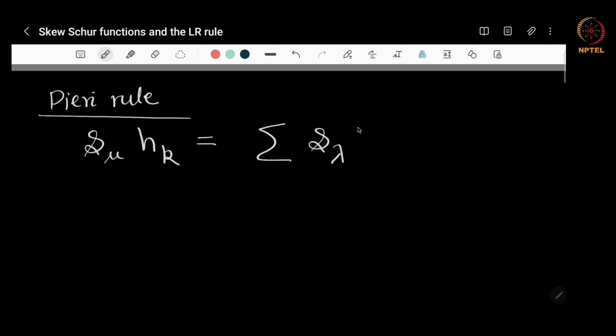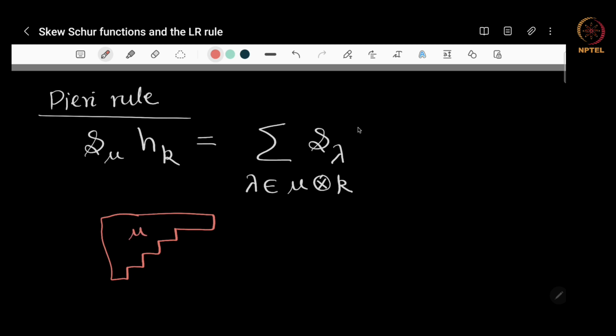It's a sum over all lambdas of s_lambda. And what is lambda now? Let me just use this notation here to say lambda is obtained from mu by attaching a horizontal strip of size k. Recall what horizontal strip meant. If mu is this partition here, I need to attach k boxes to the shape of mu such that no two of those boxes are in the same column.